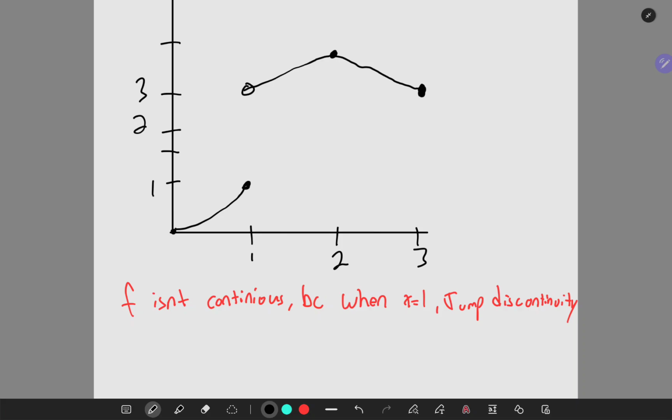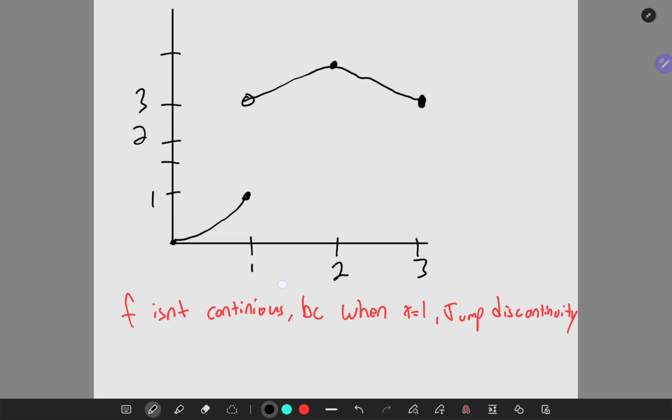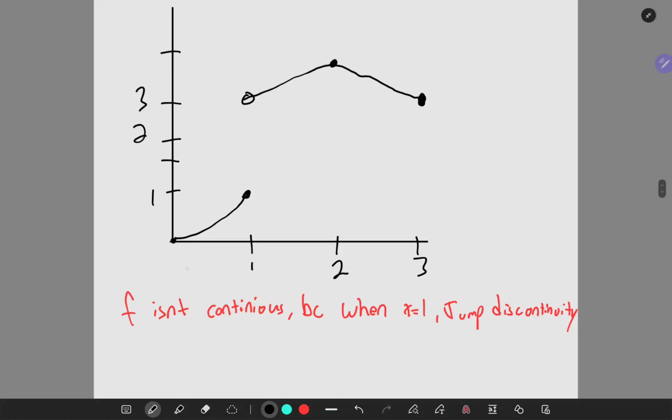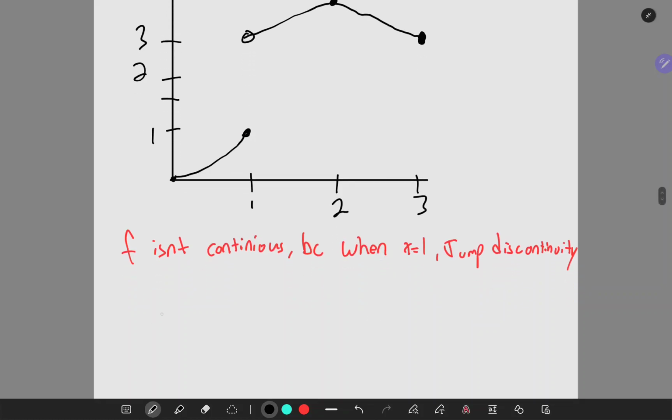Is it defined on the discontinuities? Yes, because if we have f of t, f of 1 is equal to 1, right? Because of this right here. So it is defined. So yes, this function is piecewise continuous.